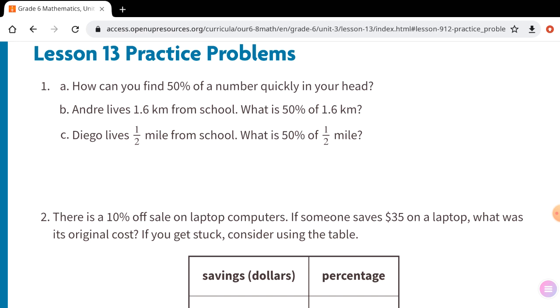If you know 50%, how could you easily find 25%? Nate? Welcome back to Earth. If you know 50% of a number, how could you easily find 25% of that number? Dividing your answer by 2. If you know 50%, how could you easily find 10%? Jack? Divide it by 5.